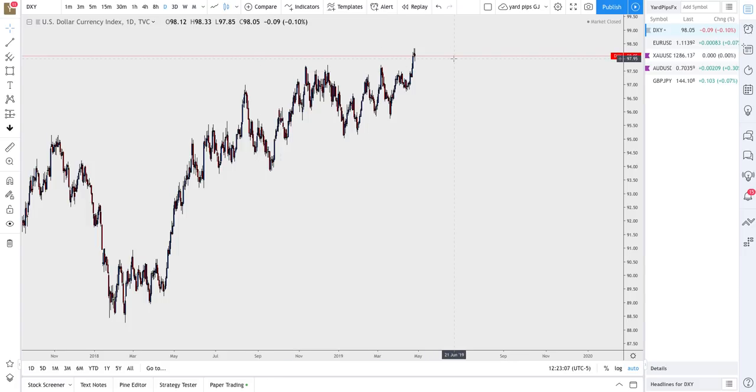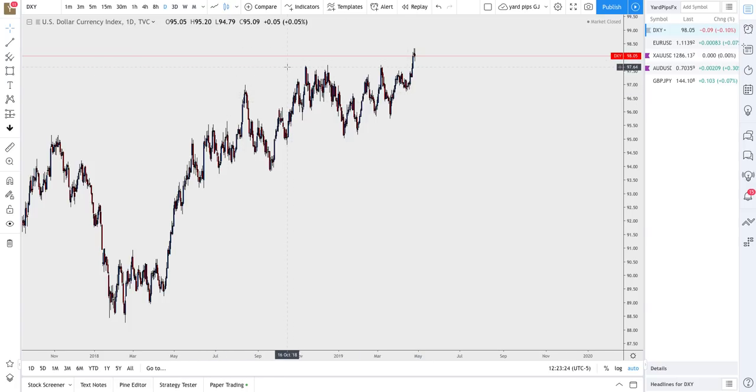So we are at a point within this series where we need to actually speak about the DXY because it has been affecting a lot of our trades and it's going to be a major factor in the direction of the market this week. So what is the DXY?